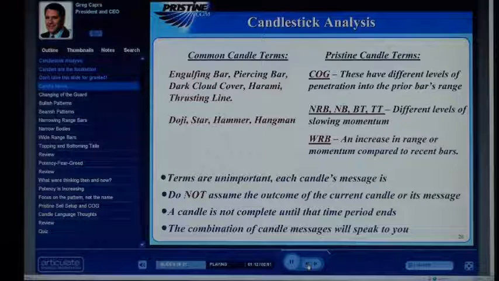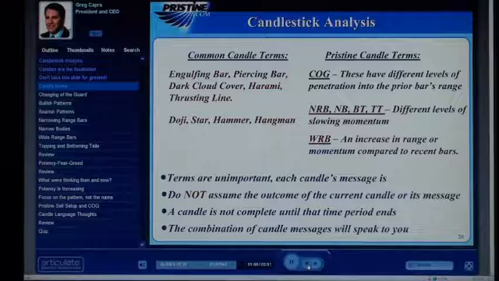With the doji, stars, hammers, and hangman, we call them narrow range bars, narrow bodies, bottoming tails, and topping tails. What's common to all of these is that the candle body is narrow. Right? So when you look at these, the thought that you want to have is that different levels of slowing momentum have occurred. Lastly, a wide range bar means that there's been an increase in the range relative to the most recent bars. Right? We're not saying that it has to be $1 or $2, 50 cents, or what have you. We're just looking at the range relative to the most recent bars and determining that it is a wide range bar. As I said, the terms are unimportant. It's the candle's message that's key.